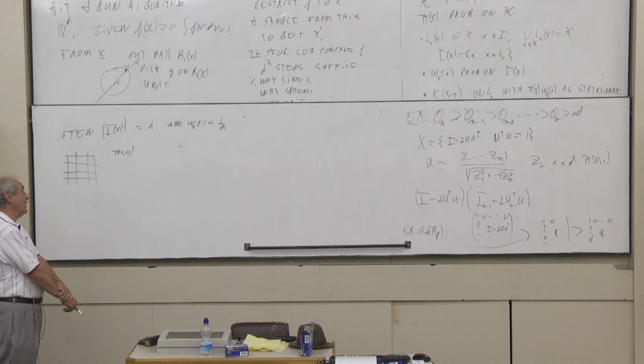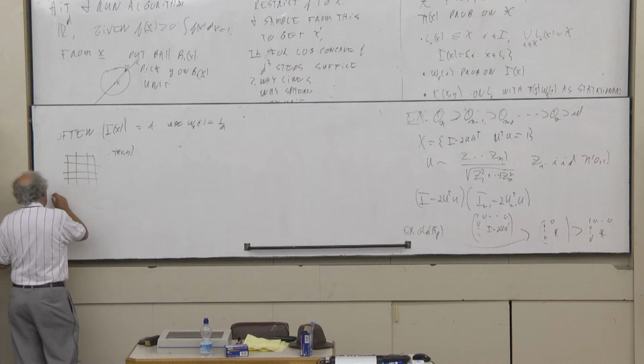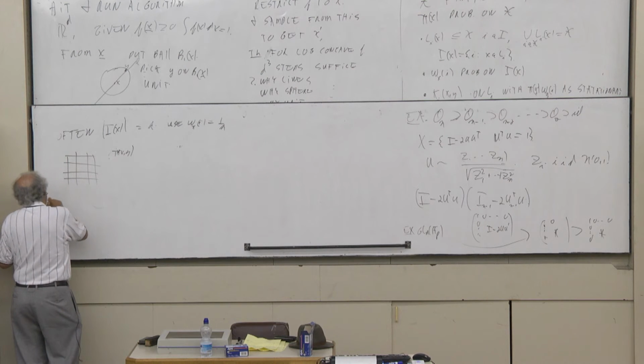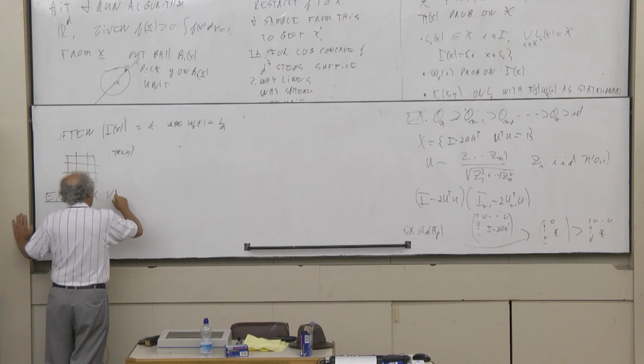So, okay, I'm going to say a variant which is called auxiliary variables. So, example, auxiliary variables.